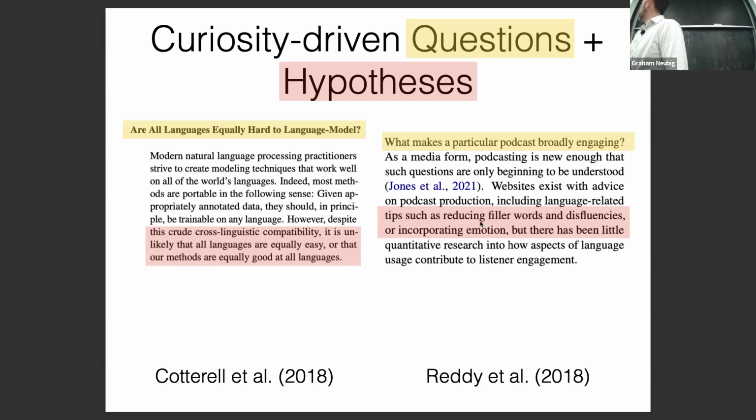It says tips such as reducing filler words and disfluencies or incorporating emotion are things that people had anecdotally written on the internet as tips to make a good podcast, but nobody had actually empirically validated that. So they wanted to actually go and validate that. So they came up with hypotheses, and they could demonstrate that those had good or bad correlation with the podcast being judged as engaging.